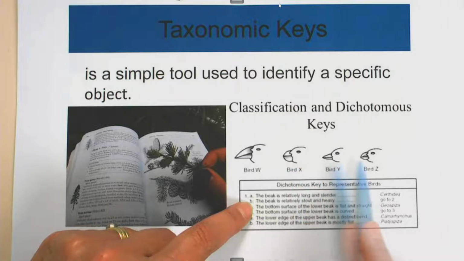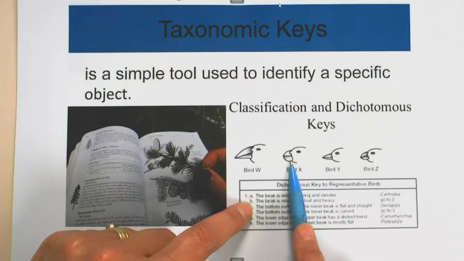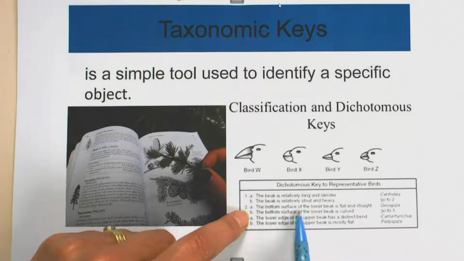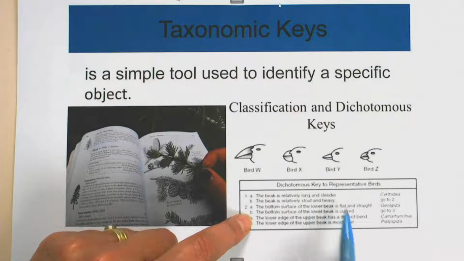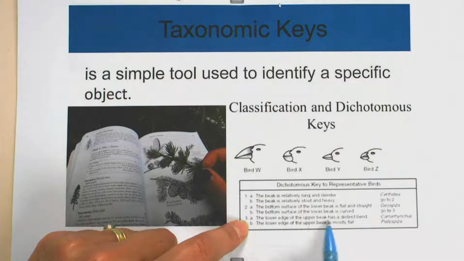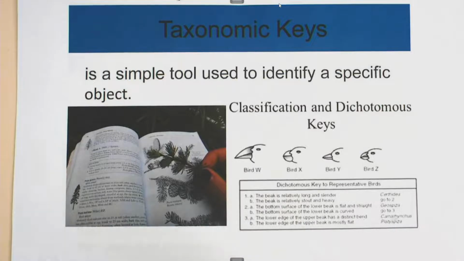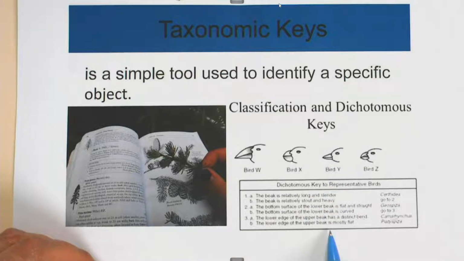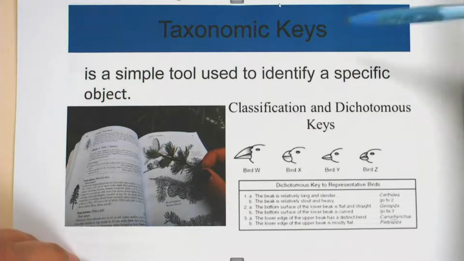When I look at this, I would say that this is stout and heavy. And then they say, go to number 2. I go to number 2. They say the bottom surface of the lower beak is flat and straight. Is this one flat and straight? No, it's not. The bottom surface of the lower beak is curved. Go to number 3. Then I go to number 3. The lower edge of the upper beak has a distinct bend, and there's the scientific name. So this is almost like a treasure hunt. It guides you. If your teachers ask you something like this, it guides you to identify the species. It's just a practical way for you to understand how this works.